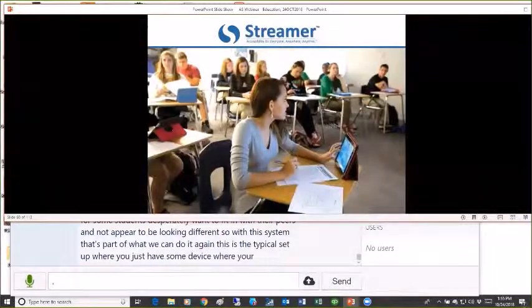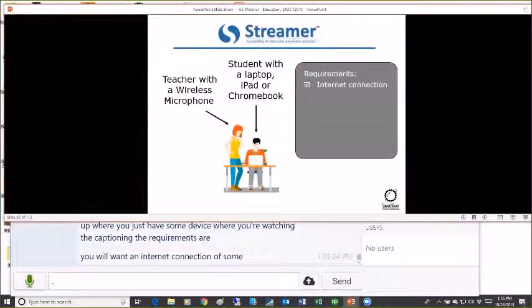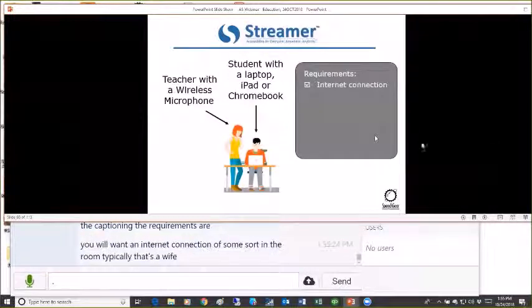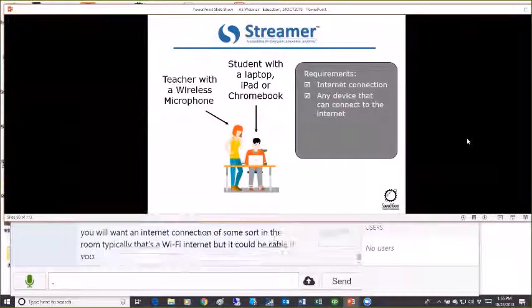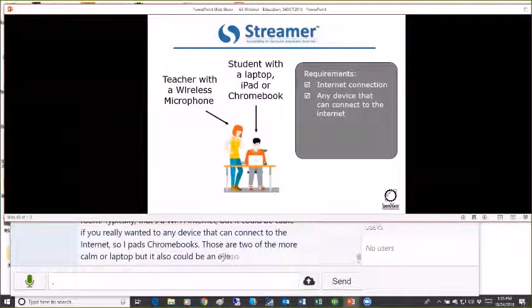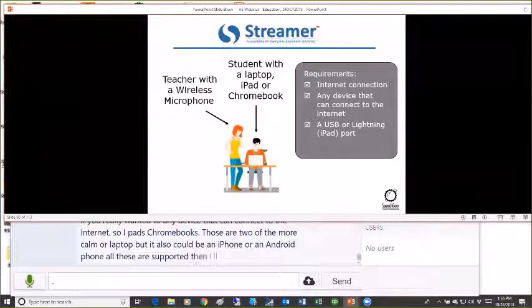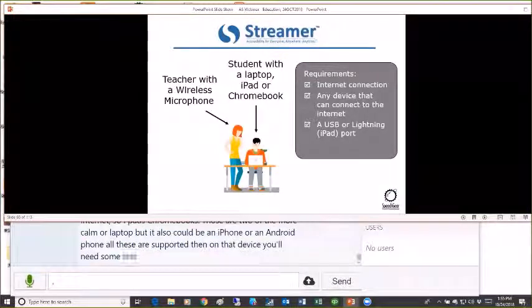device where you're watching the captioning. The requirements are pretty simple. You will want an internet connection of some sort in the room. Typically, that's a Wi-Fi internet, but it could be cabled if you really wanted to. Any device that can connect to the internet. So iPads, Chromebooks, those are two of the more common options, or a laptop. But it also could be an iPhone or an Android phone. All these are supported. Then on that device, you'll need some sort of port to connect to that external microphone.